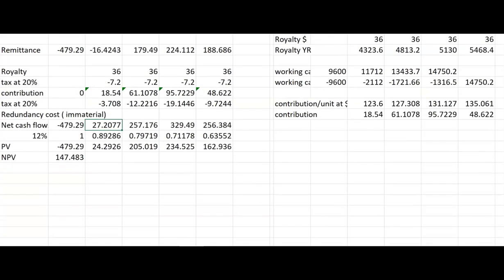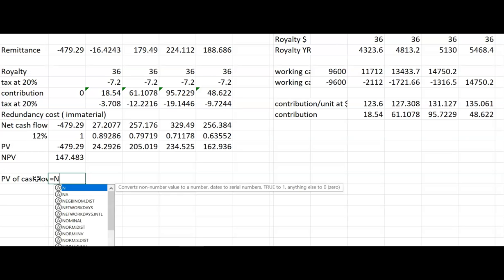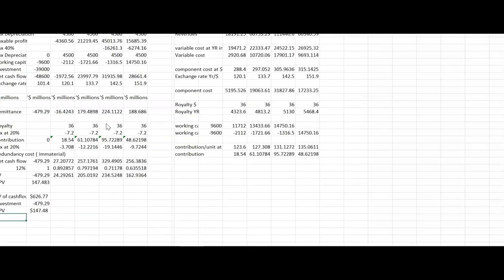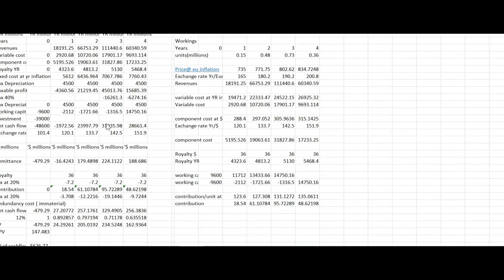There is another way to calculate the present value. That is NPV. Present value of cash flows. It will be the present value of cash flows from year 1 to 4. That is, write NPV, start bracket, rate is 12%, comma, take all the values, present value. Now deduct the investment. Investment is 479 obviously. So the NPV will be 147. This is another way to calculate the NPV. That's how you will solve your international investment appraisal question.